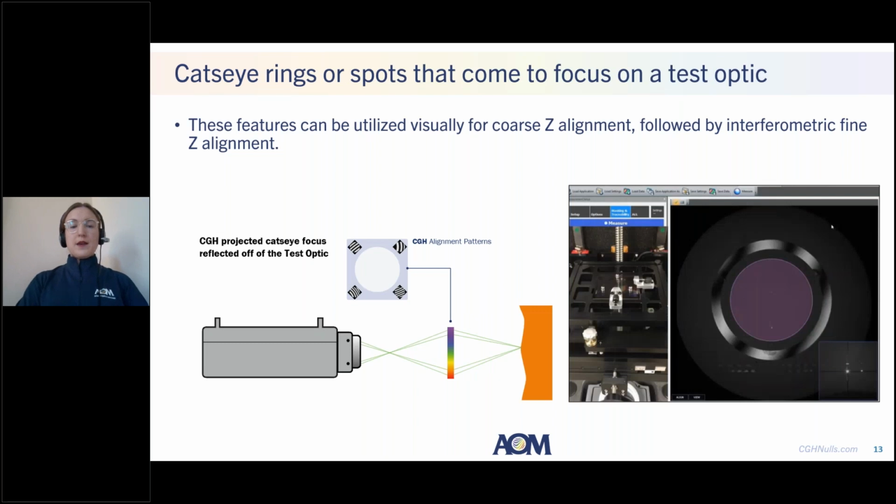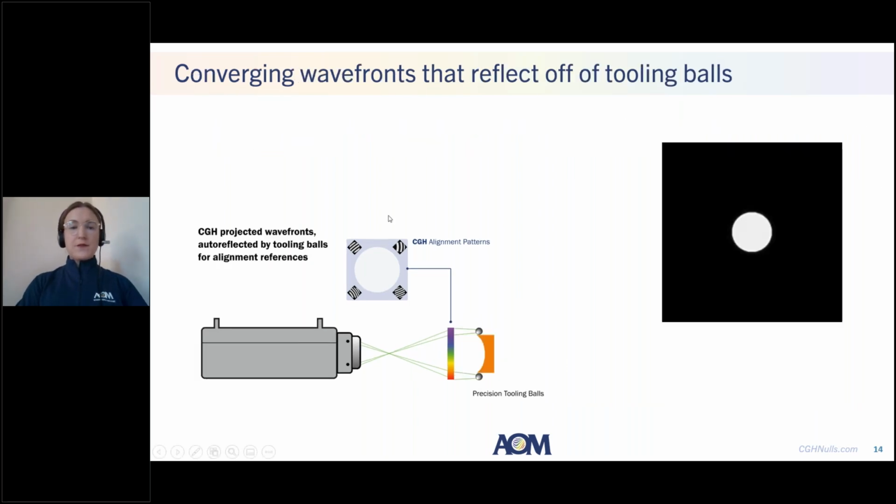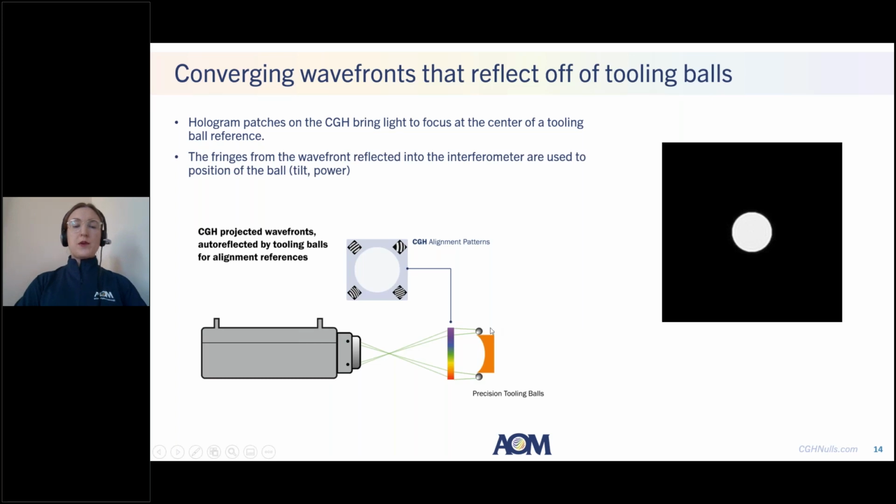The next alignment pattern that I'll discuss is also an interferometric pattern, and it's light that is converging onto a tooling ball, a reflective sphere. And so the idea here is that we might have a tooling ball in contact directly with our test optic, or again in a known location on our mount. And the light is meant to focus to the center of that tooling ball, and so it reflects as a confocal reflection off of the tooling ball. And so our goal here is we will see tilt fringes if our tooling ball is decentered, and we will work to minimize those tilt fringes. And then if the tooling ball is too close or too far away axially, you'll also see curvature in those tilt fringes, which indicate power error. And so this is really similar to aligning a sphere in an interferometric setup.